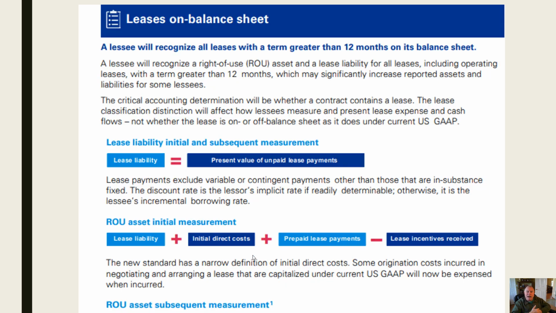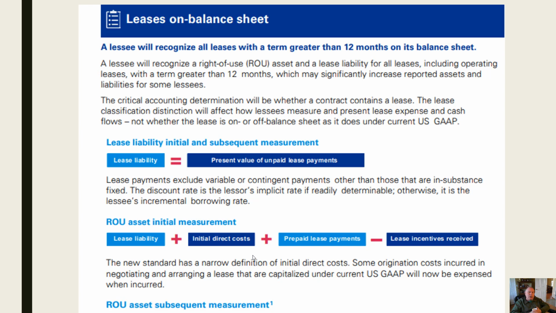And if we look at how this lays out, the lease liability and then the subsequent measurement and remeasurement of that is the present value of the unpaid lease payments. So lease liability equals the present value of unpaid lease payments. That means we have to pick an interest rate to discount them back by. Okay? And that's the lessor's implicit rate if it's available. Otherwise, it's the lessee's incremental borrowing rate. So in these changing times of low interest rate, we could have some things happening in there.